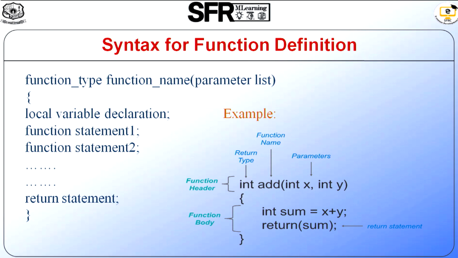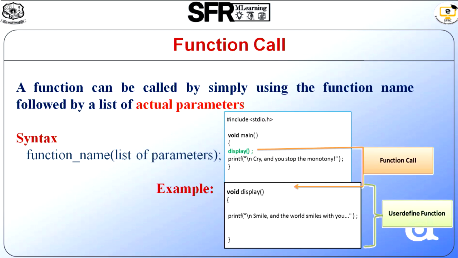Finally, we return the sum value from the function. So, this is the basic syntax for the function definition. Function call: a function can be called by simply using the function name followed by a list of actual parameters. In a function call we pass some arguments to the function; these parameters are called actual parameters. So, the syntax for a function call is the function name, then the list of parameters.